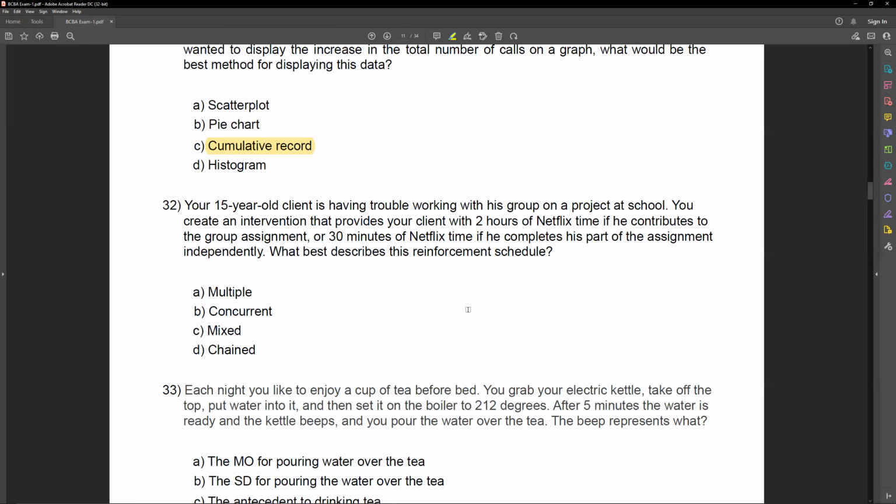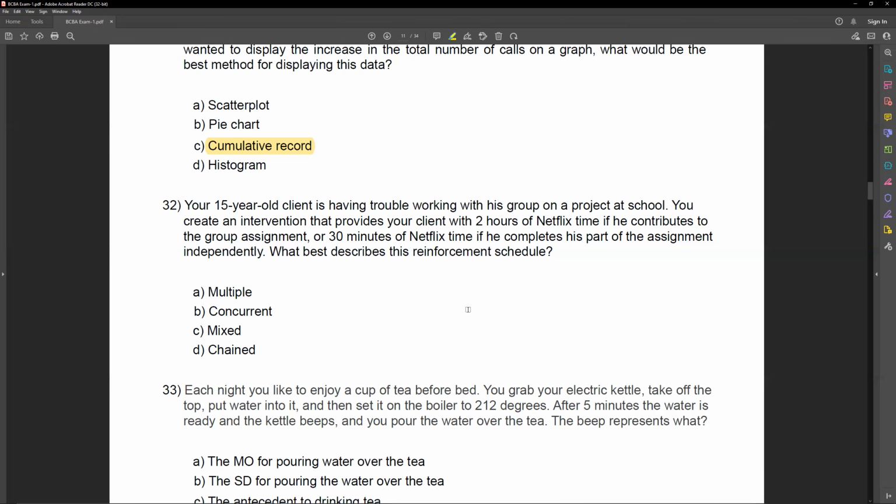Is it A, multiple? Multiple and mixed, remember, are 2 schedules that alternate typically at random, okay? So they're going to function randomly, right? The difference is multiple has an SD to signal what reinforcement schedule is available. Mixed doesn't. Either way, both of those schedules are operating independently, okay, but in a random fashion.